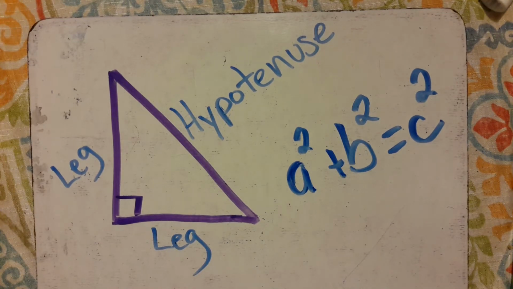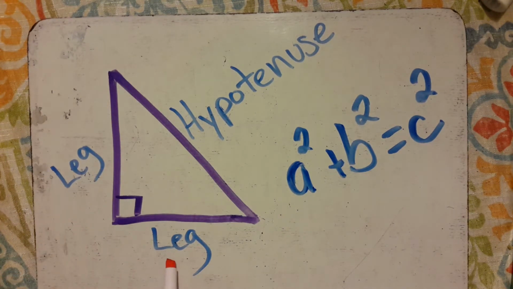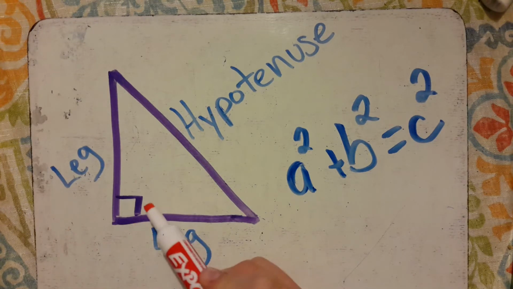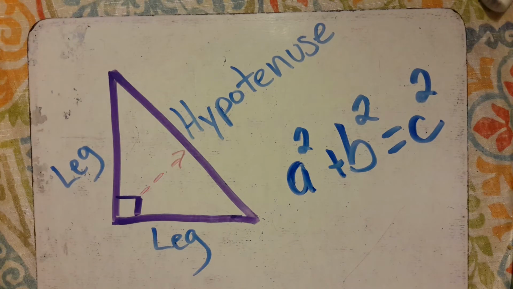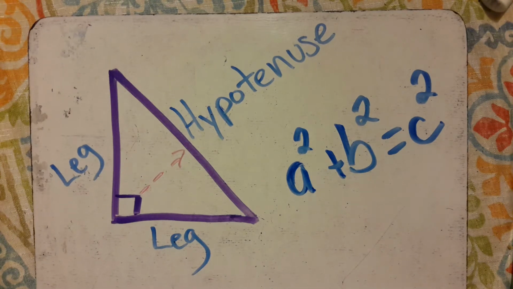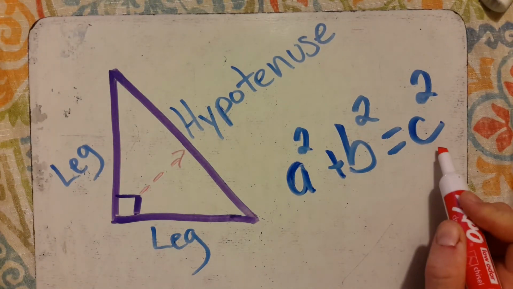Now, what you should know is that the two sides that are next to the right angle are what we call the legs. The side that is opposite of the right angle is what we're going to call the hypotenuse. That never changes. In the Pythagorean theorem, a squared plus b squared equals c squared, this c is always going to be the hypotenuse.